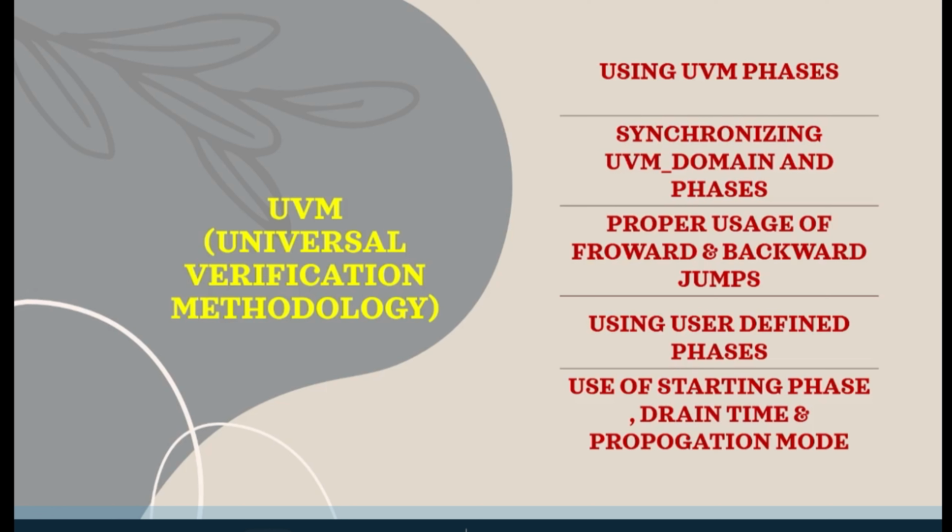The second thing is by synchronizing the UVM domain with the UVM phases. By using domains and phases synchronized in nature, you can avoid this race around condition. Also, by properly using forward and backward jumps, and by using user defined phases, and the use of starting phase, drain time, and propagation mode. So these are the various ways by which you can avoid the race around condition in Verilog, SystemVerilog, and UVM.